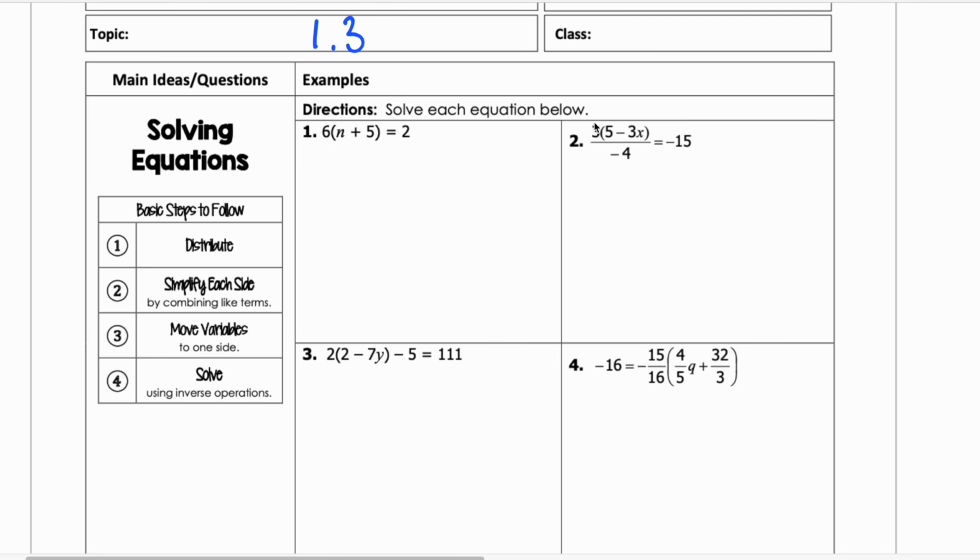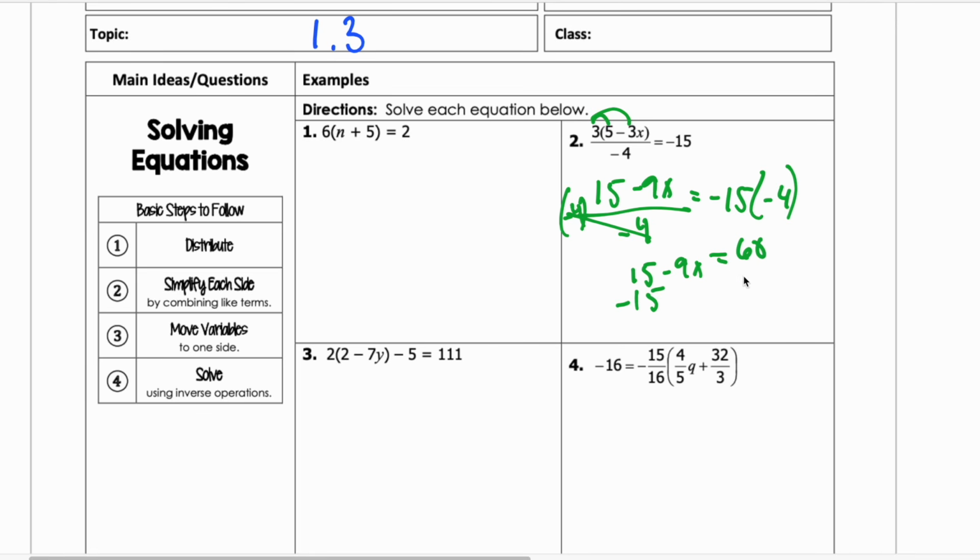All right, so we're going to start with distributing, just like the steps tell us. So we have 15 minus 9x all over -4 equals 15. And the point is to get x by itself, right? So I'm going to multiply by -4 on both sides. This is going to be positive 60, and then that cancels out. Now I have 15 minus 9x. Bring my 15 to the other side. Now I have 45 equals -9x. So that means that my x has to equal -5, right? If we divide both sides by 9.